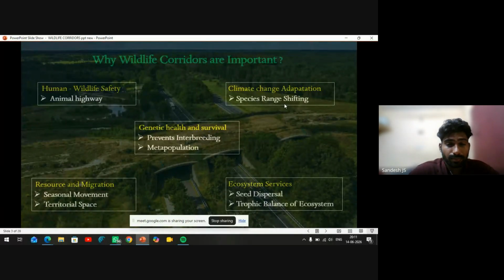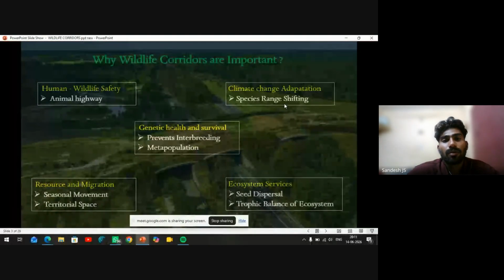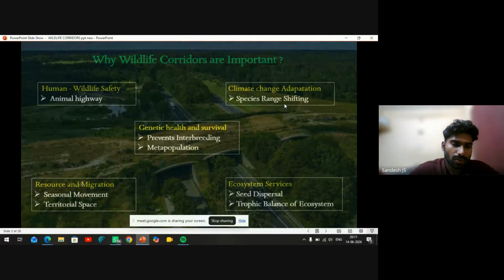also act like... every animal should have a space. So if they are fragmented, the space will be low, the competition will be high. So there will be a limited resource only. So they have to survive. So there may be a problem with the territorial space in the species range. So this wildlife corridor also helps in, as I mentioned, movement. So they can move to a new space or new patch and establish a population there.